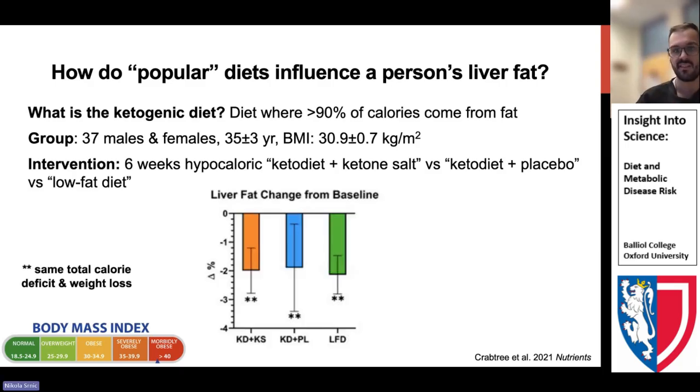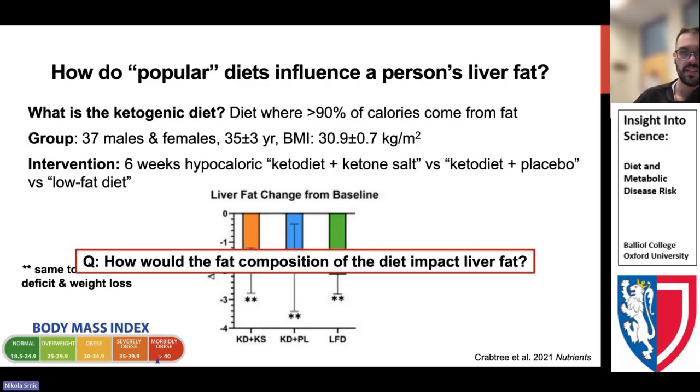And what they found was absolutely no difference. Because this was a hypocaloric study, all three groups ended up losing weight, and all three groups had the same total caloric deficit. But the fact that one group had the highest amount of ketones compared to the other group had no effect on how much liver fat was lost. They lost the exact same amount. So this was under hypocaloric settings, just a bit of food for thought for yourselves.